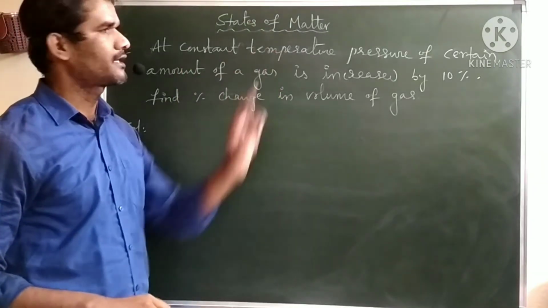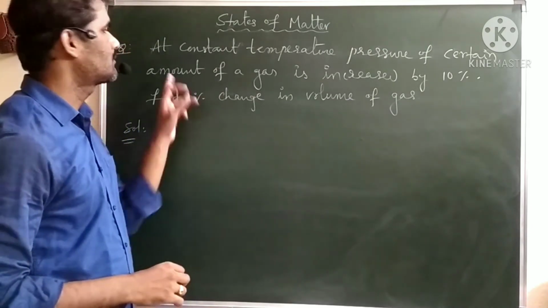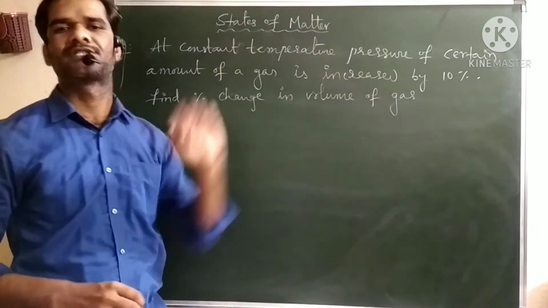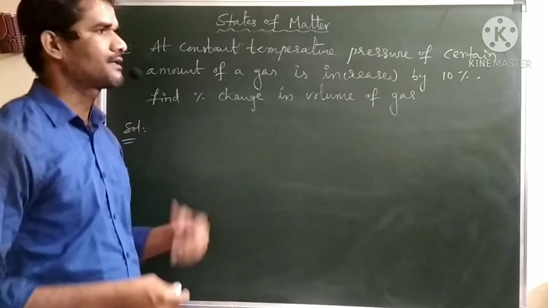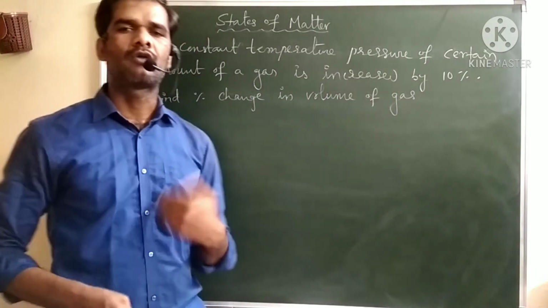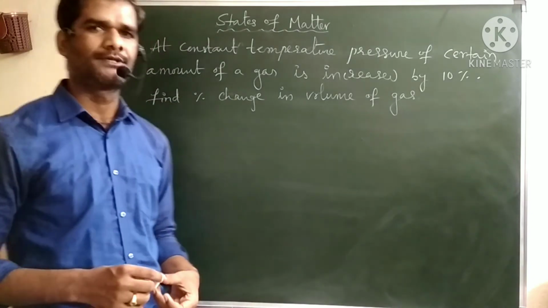Here at constant temperature, the pressure of a certain amount of gas is increased by 10%. Then what is the percentage change of volume? If the pressure increases by 10%, then how much change in volume can we observe?